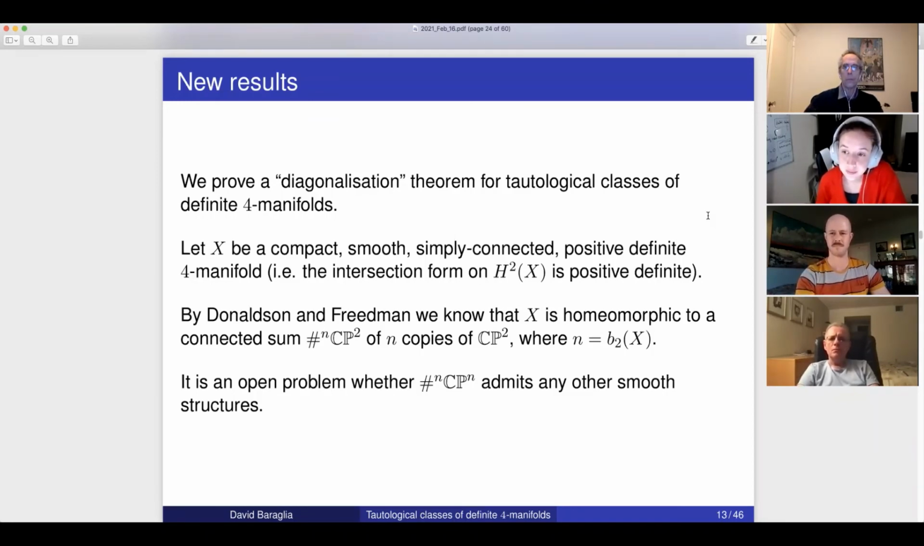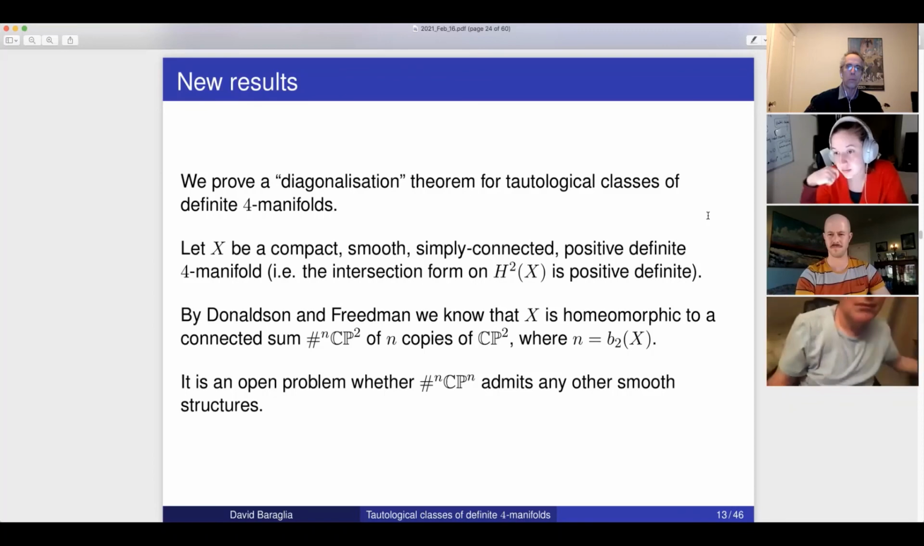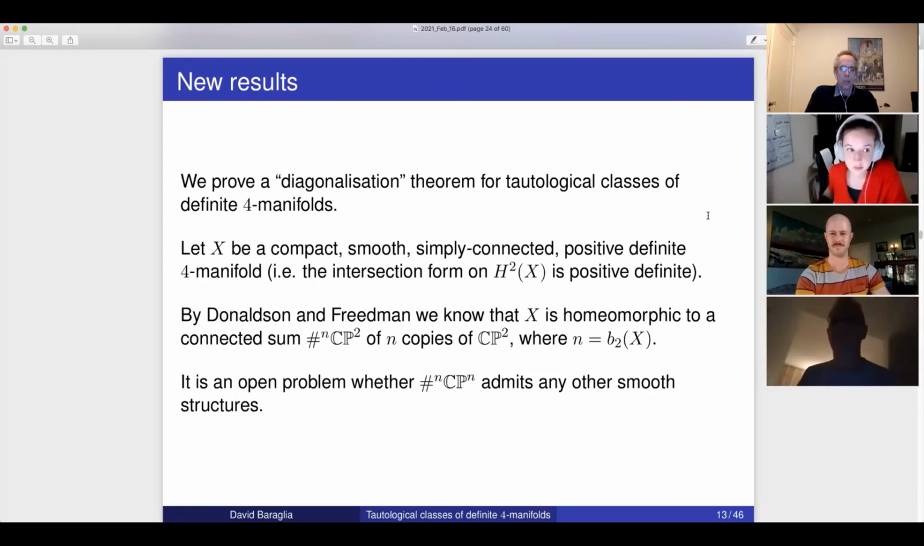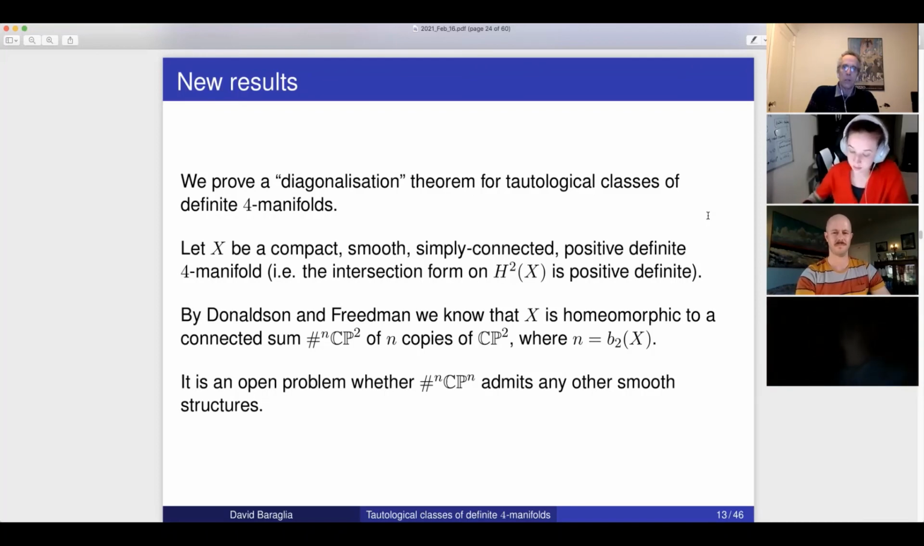So you can lift these kappa classes to the cohomology of the classifying space, via the Torelli group? Yes. Okay, thank you.